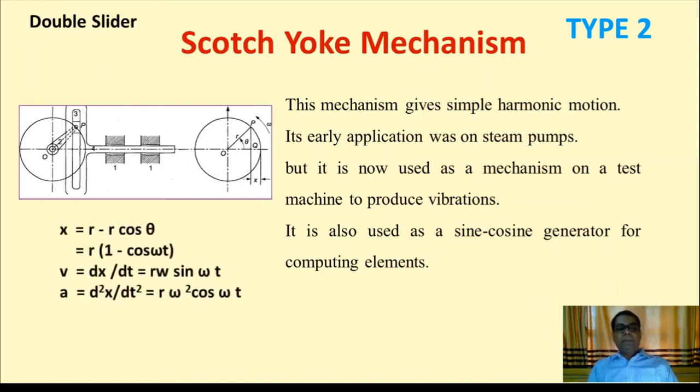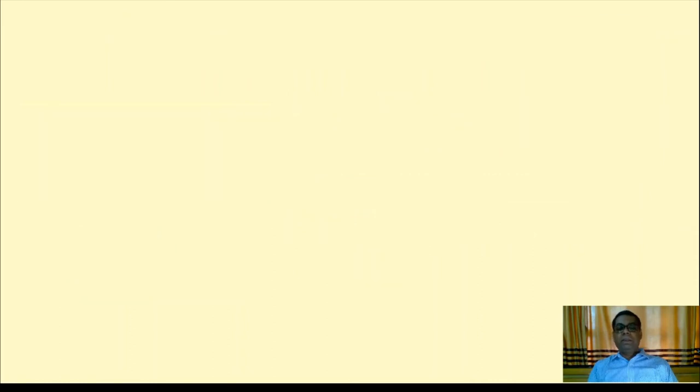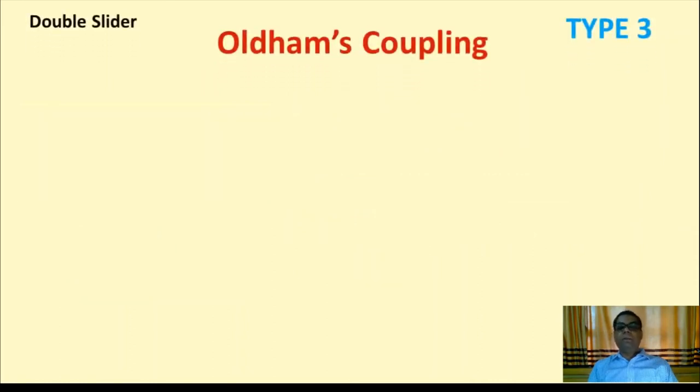Now over here we see that x equal to r minus r cos theta, or r into 1 minus cos omega t. So velocity v equal to dx by dt, that is r omega sin omega t, and acceleration a equal to d2x by dt squared, that is r omega squared cos omega t. So this is the simple situation that we are going to get for simple harmonic motion.